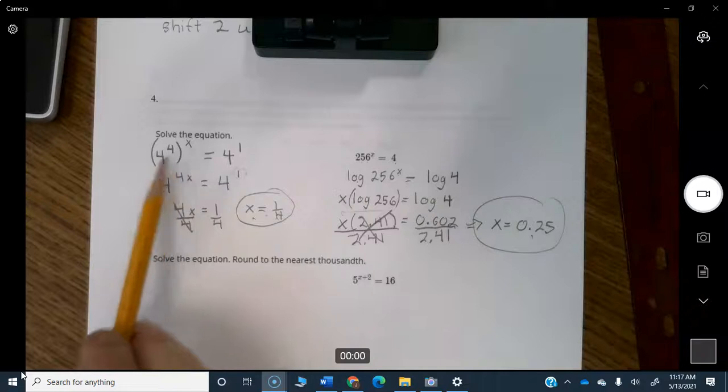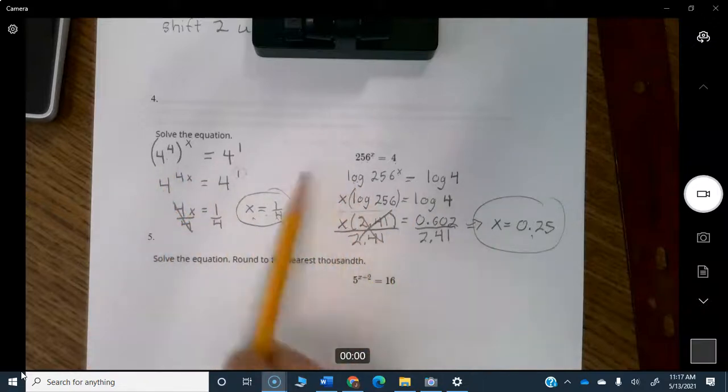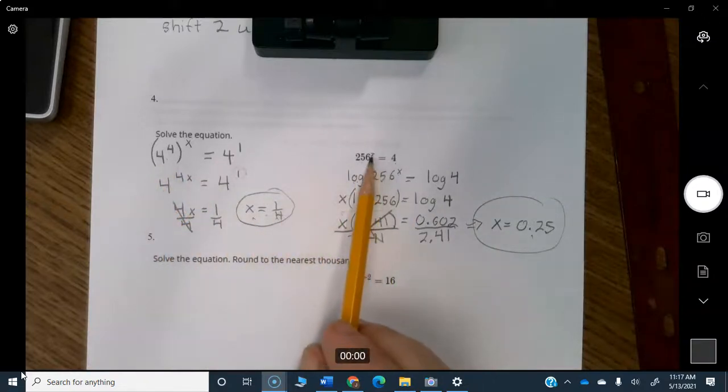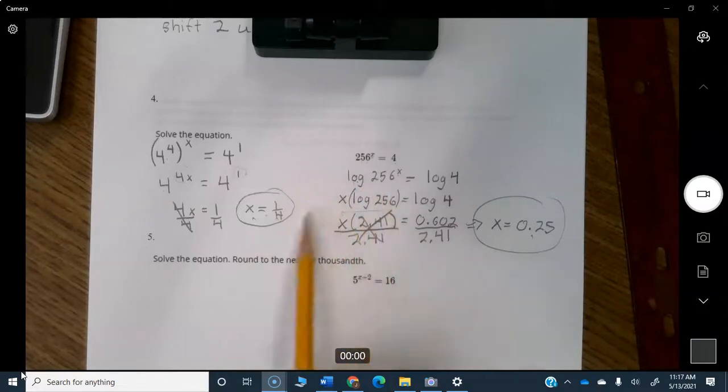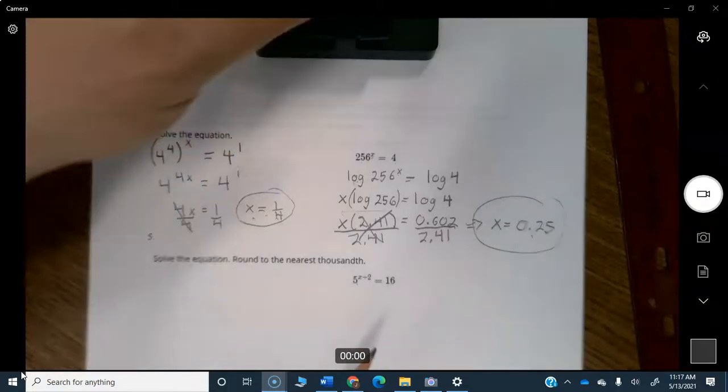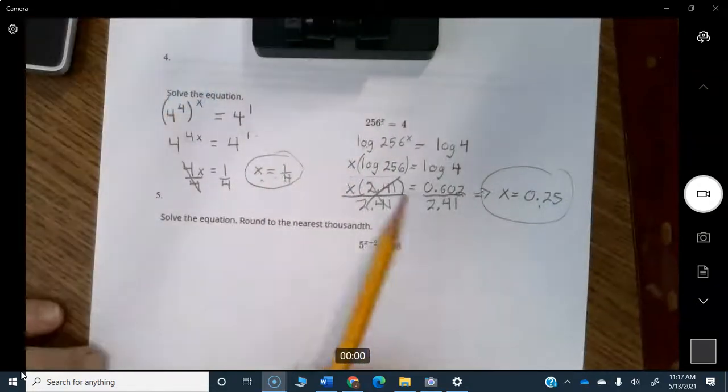So if you didn't want to use the common base, you can just make logs out of both of them. That's how you always get a variable out of an exponent, is by taking the log, and then that will do that. Okay, let's move on to number 5. So 5 and 16, there's no common base there. No multiple of 5 gives you 16. One's an odd number, one's an even number, so you know you're not going to get that. So you're going to go ahead and use this method here.